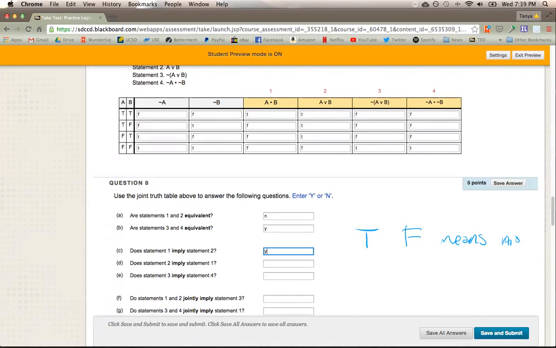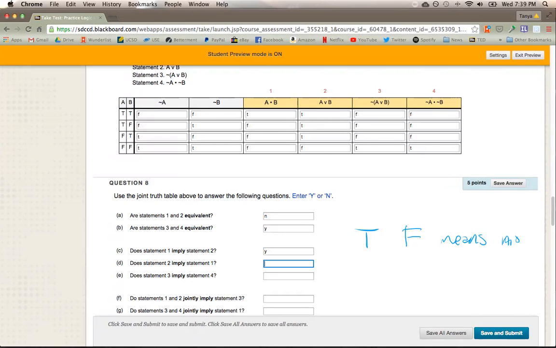And let's think about that intuitively. To say that I have a cat and a dog means that if that's true, then it's also true that I have at least one. If I have both, then I have at least one. It follows.